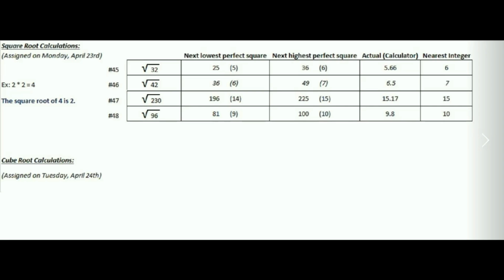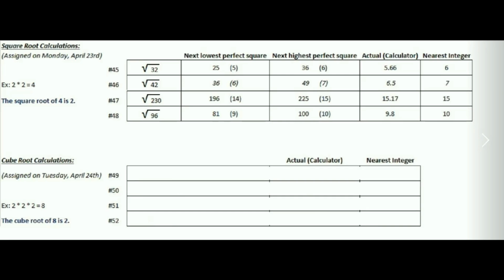Now, we move on to the homework that's actually for tonight, the cube root calculations. And if you forgot what a cube root is, here's what it is. 2 times 2 times 2. 2 times 2 is 4. 4 times 2 is 8. So the cube root of 8 is 2. It's a number so that you multiply it by itself 3 times and you end up with your target. So if I multiply 2 by itself 3 times, 2 times 2 times 2, I end up with 8. So the cube root of 8 is 2.